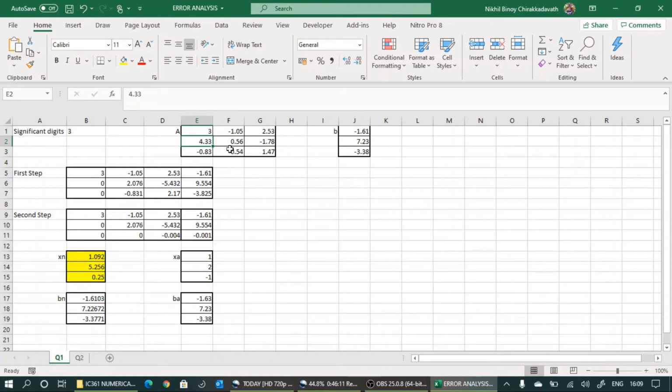So a very small change in this element of A means a very large change in A inverse. A inverse is very large. A inverse is large means what about the determinant of A? What is A inverse? A inverse is adjoint of A divided by determinant of A. So A inverse is large means the determinant of A is very small.